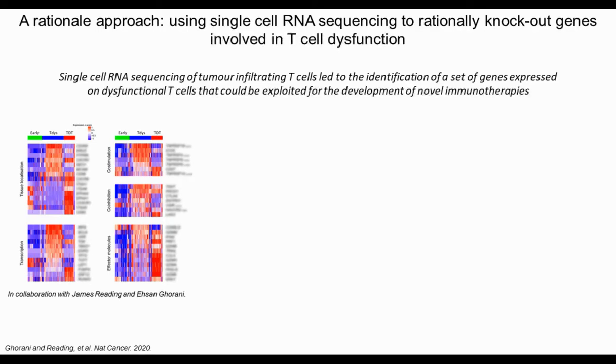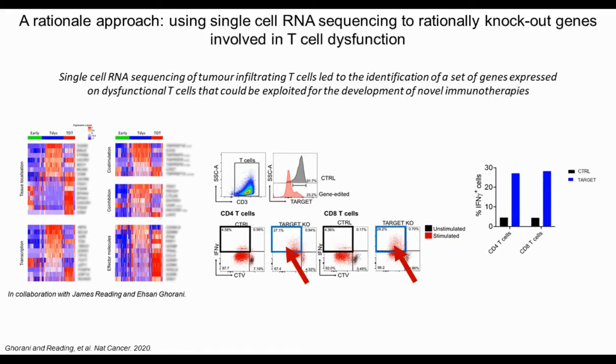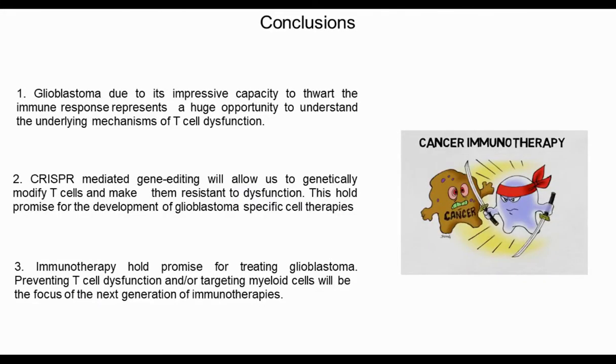I want to show you just one example of our rational approach and how powerful it can be. One of our targets is a negative regulator of the T cell receptor. When we knock out this target, we see a huge increase in the production of interferon gamma in CD4 and CD8 T cells. So just by targeting one of the more than 100 targets that we have identified using single-cell RNA sequencing, we can already find a molecule that can be used to reverse a dysfunctional state in T cells. To finish, I would like to give some conclusions.